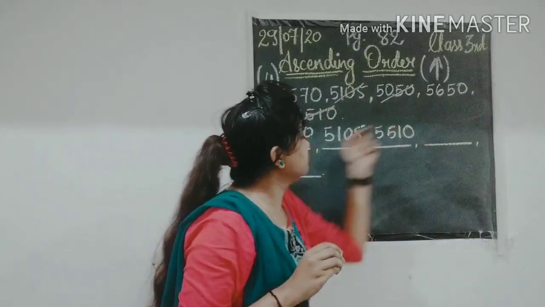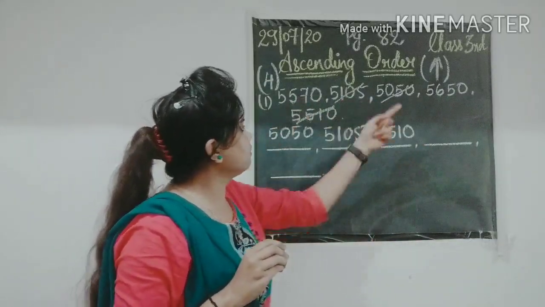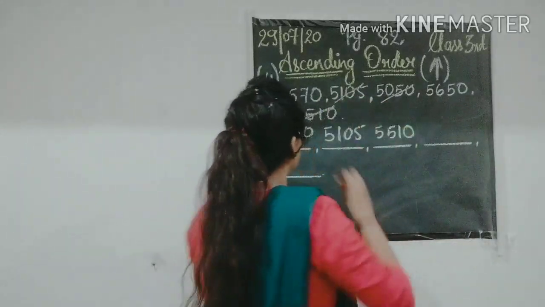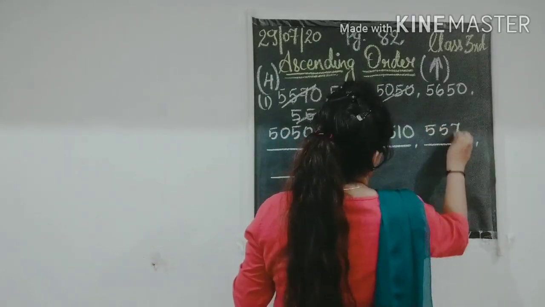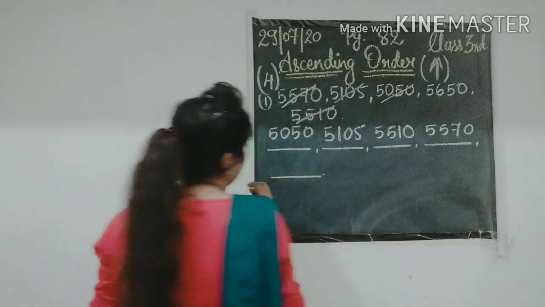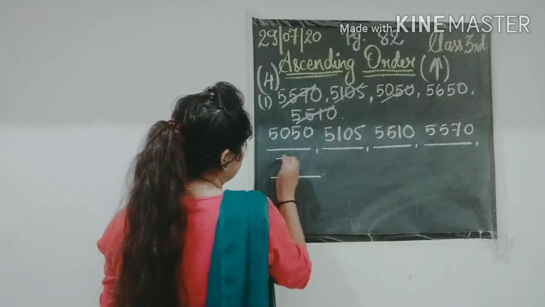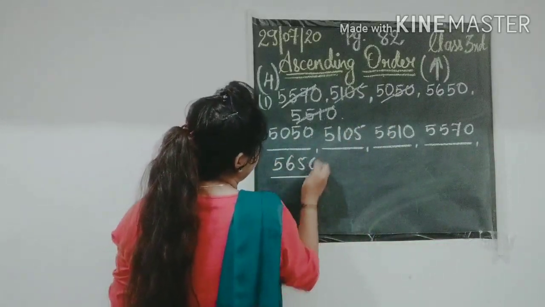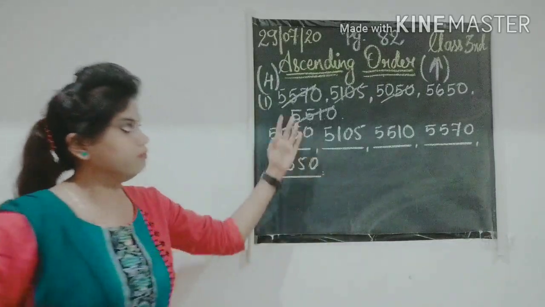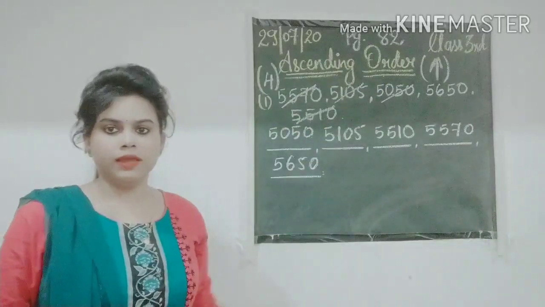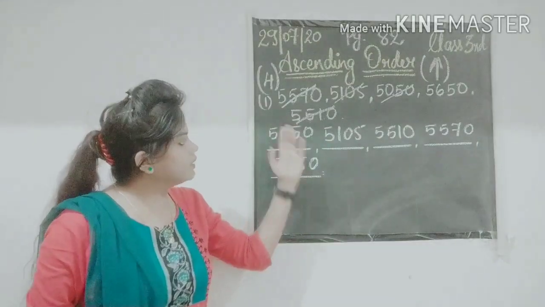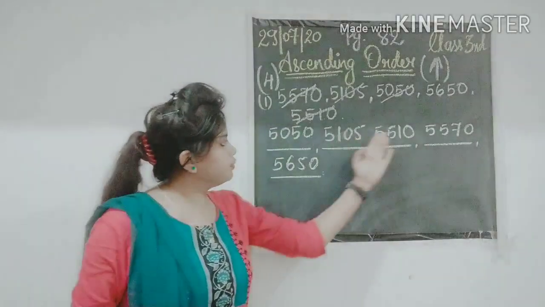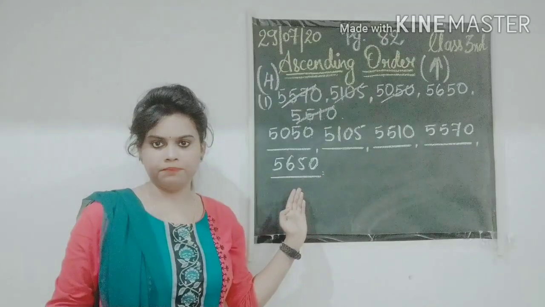Then these 2 numbers left. 5570 and 5650. That means in hundreds place 5 is there and here 6 is there. That means this is the smaller number. 5,570 and the left out number, last number is 5,650, which is the biggest number out of these numbers. Okay, so this way you have to arrange the numbers from smallest number to the biggest number.